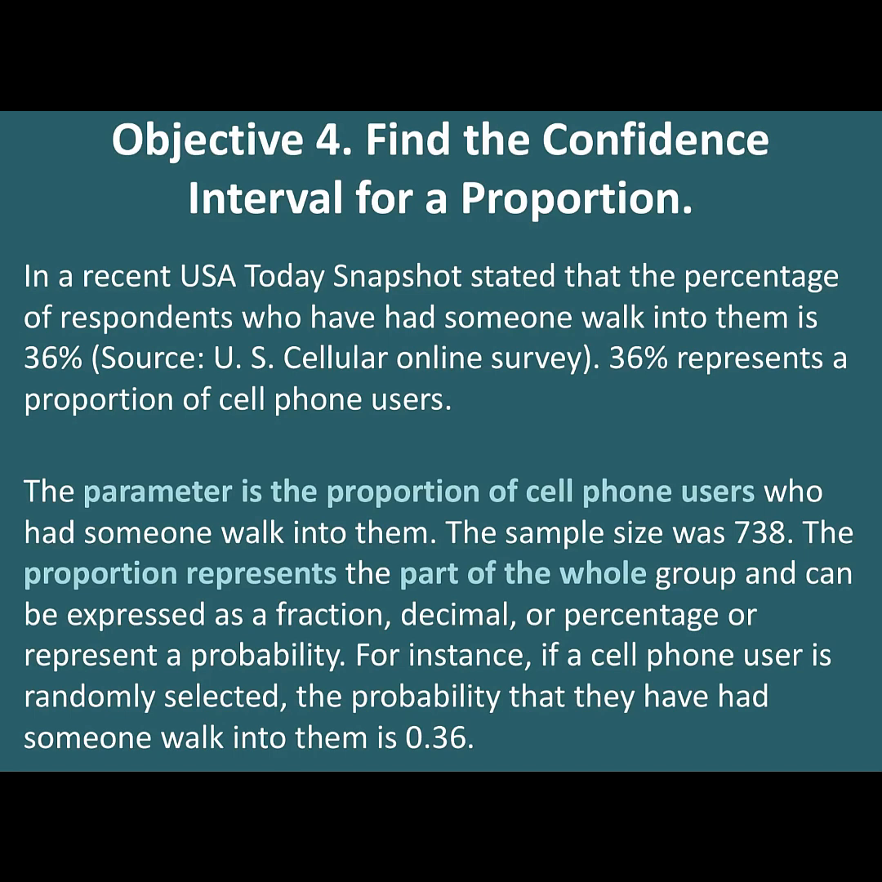The proportion represents the part of the whole group that can be expressed as a fraction, decimal, or percentage, or represent a probability. For instance, if a cell phone user is randomly selected, the probability that they have had someone walk into them is 0.36.